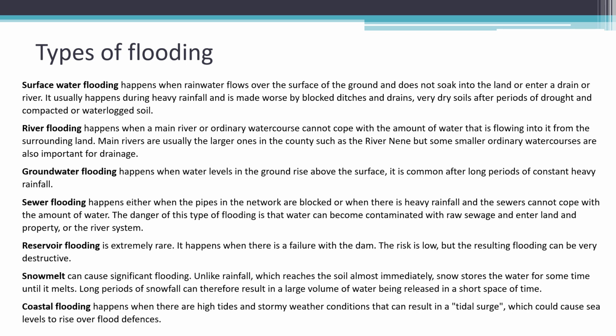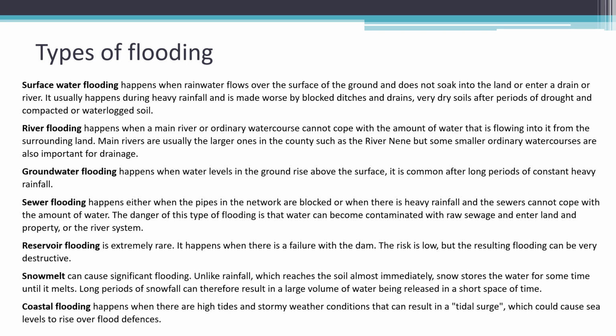Sewer flooding happens either when the pipes in the network are blocked or when there is heavy rainfall and the sewers cannot cope with the amount of water because they are not designed to cope with heavy, prolonged rainfall. The danger of this type of flooding is that the water can become contaminated with raw sewage and enter land and property or the river system. Reservoir flooding is extremely rare. It happens when there is a dam failure. The risk is low, but the resulting flooding can be very destructive.